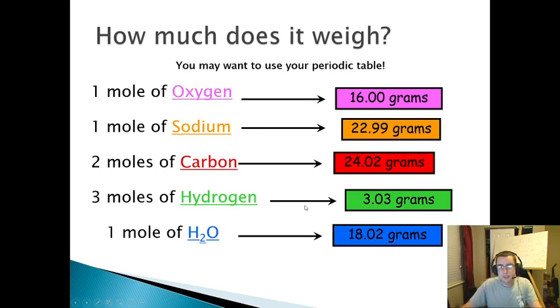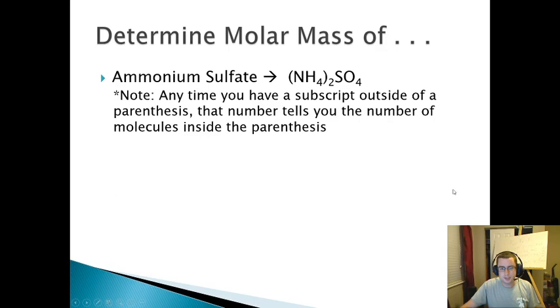That's all there is to figuring out how many grams are in a certain amount of moles of something. And that's also how you figure out the molar mass. It's simply looking at the periodic table. Whatever the number on the table is going to be the molar mass of that substance.